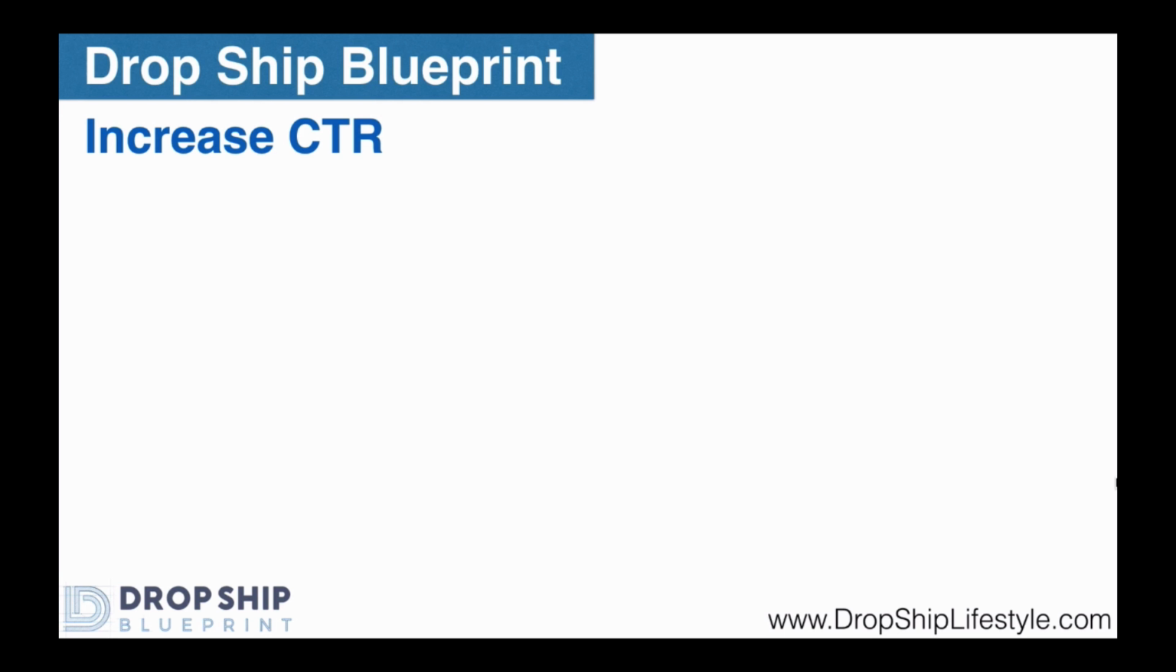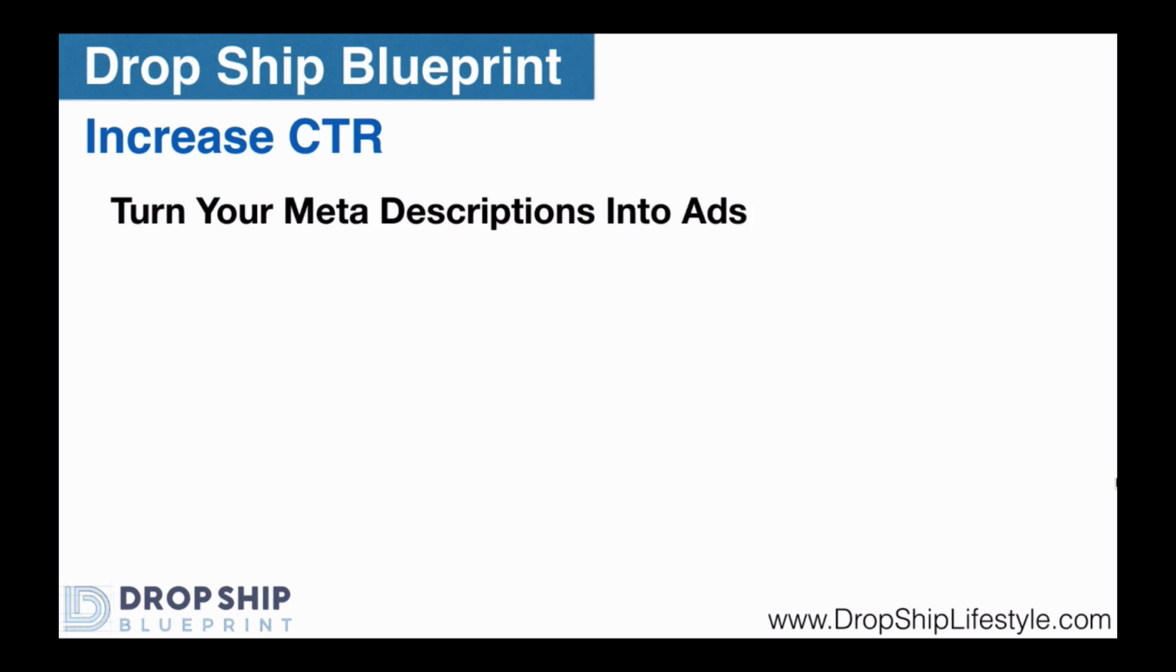Now, the other thing that we do that has a huge impact to increase the click-through ratio is turning meta descriptions into ads. Now, meta descriptions, I'll show you what they look like in a second and where they appear. But they're basically the little preview that Google shows to people that see your website in the search results. So by default, your meta descriptions are going to be your product descriptions. Because Shopify, to make it easy on you, just goes ahead and copies your product description into the meta description box.